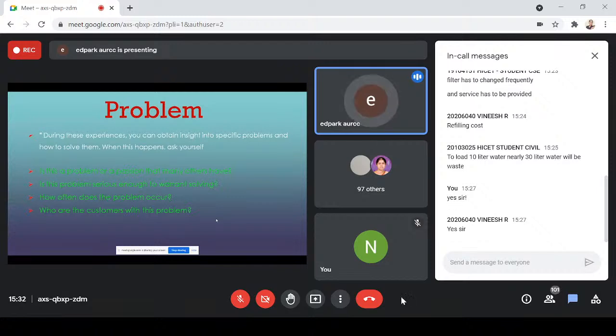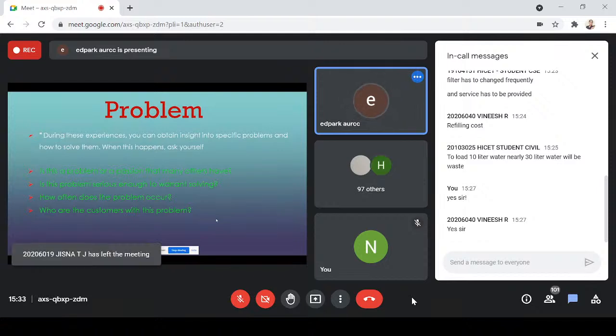Obviously, if you take up the concept of eliminating the frequency of changing this filter, then the target customers are in the Coimbatore region, as I said earlier, 30 to 40% of the 4 lakh community. So in this way, you could identify your first step of the product identification or the service identification.